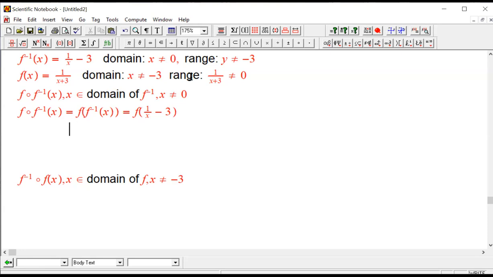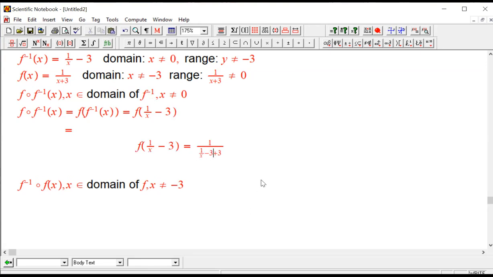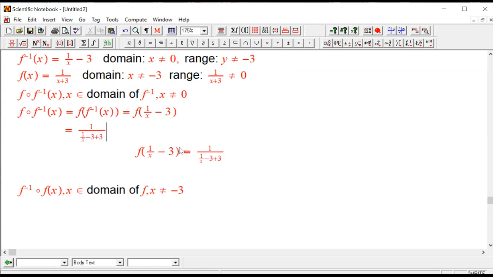And now it's F of 1 over X minus 3. So F of X is this guy. Okay, watch carefully. F of X is this guy. So this place is replaced by that guy. As a result, this place will be replaced by that guy too. All right, so the next step is this complex fraction. And you can see minus 3 plus 3, that makes 0. So you have 1 over X.